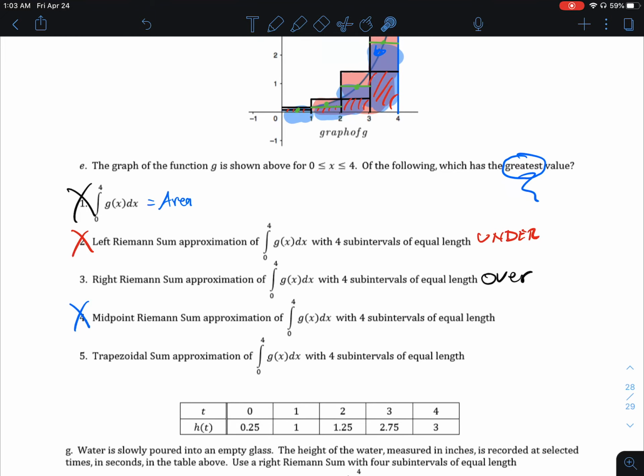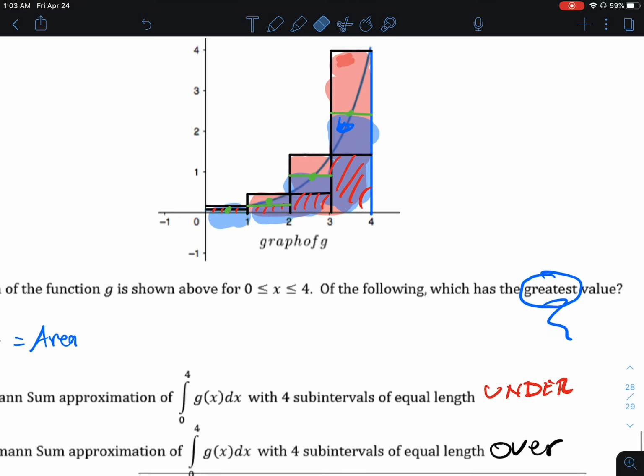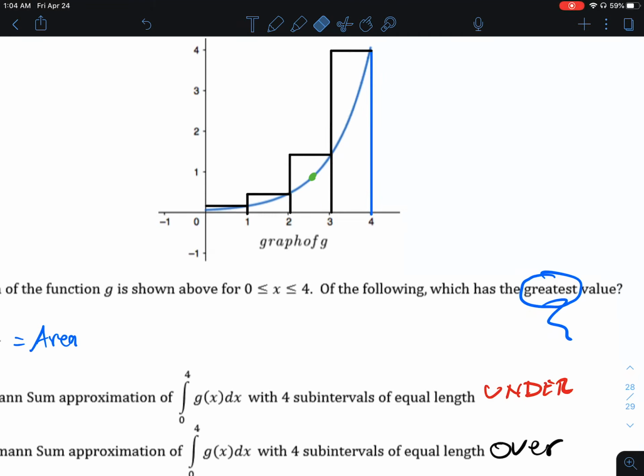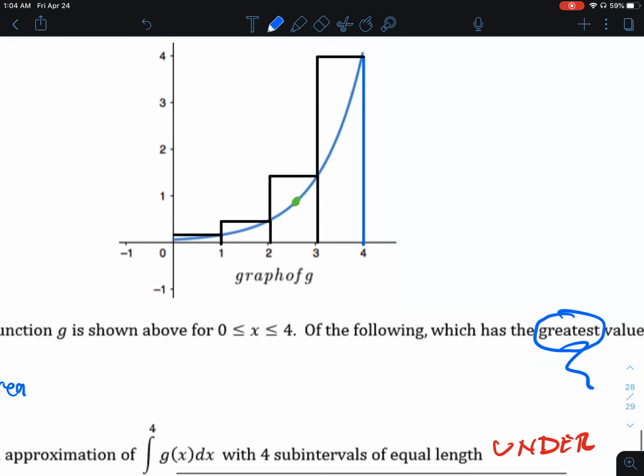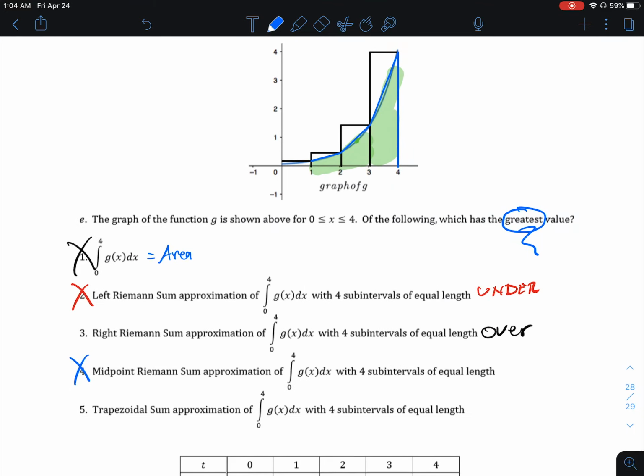Option 5, trapezoidal sum approximation. I'm going to get rid of a lot of this stuff, keeping the one that's the biggest at this point. Trapezoidal, we would go like this, and like this, and like this, which is super close to the actual area. Definitely less than that over approximation. So we are definitely saying that 3 is the answer for this.